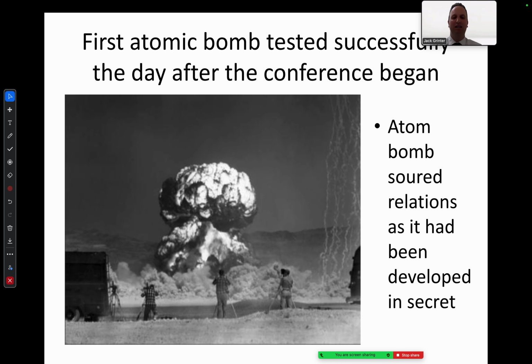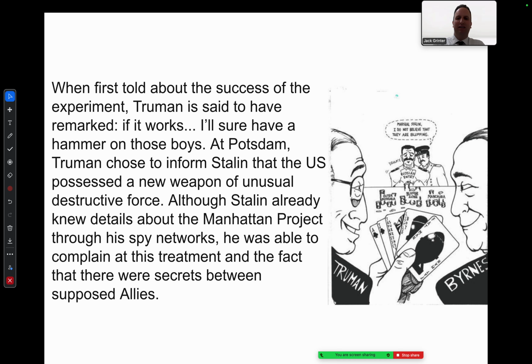I said before, the atomic bomb was a big aspect of context to understand for Potsdam, because it was tested successfully the day after the conference began. It had been developed in secret. Stalin did know about it through spies. He had a spy network, so he knew about the Manhattan Project, which is what it was called, to develop the atomic bomb.